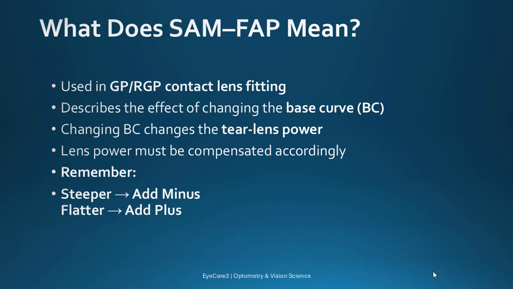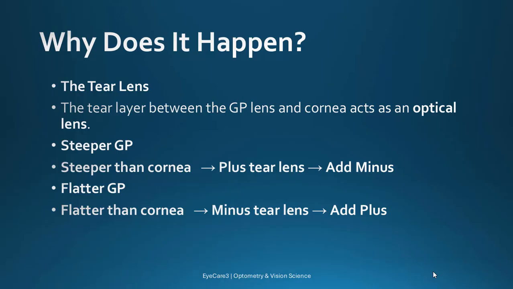If the contact lens is steeper than the cornea, then we have to add minus power, and if we fit a contact lens flatter than the cornea, then we have to add plus power in calculating the net power of the contact lens. And we are comparing this steeper or flatter with the flattest meridian of the cornea. You must remember this as well. So why does this rule happen? To understand this rule, we must know what is the tear lens.